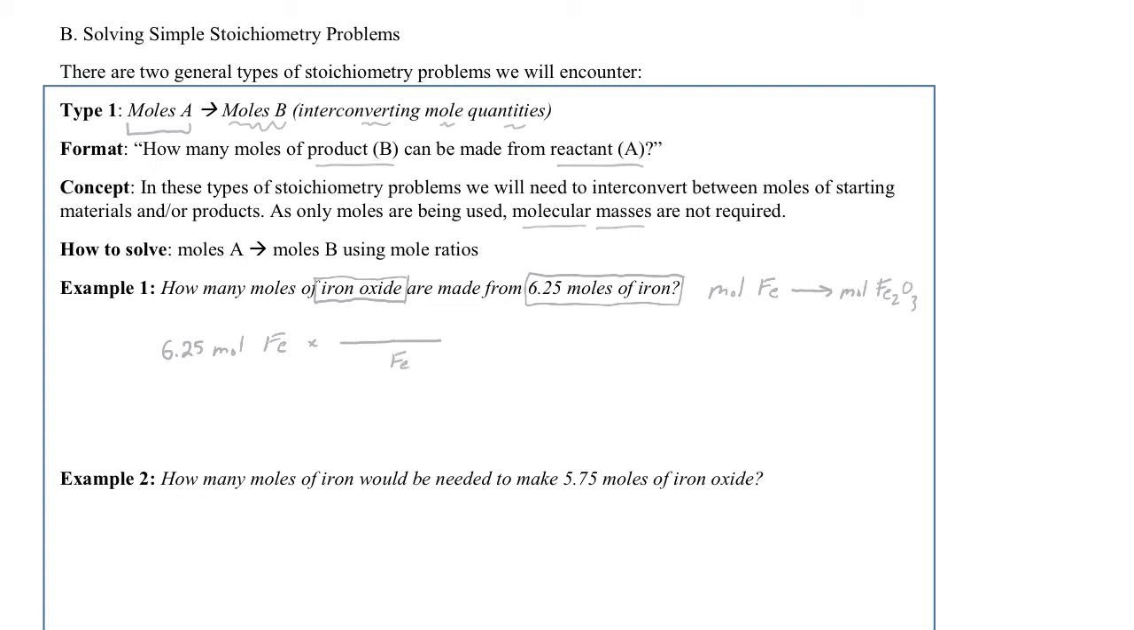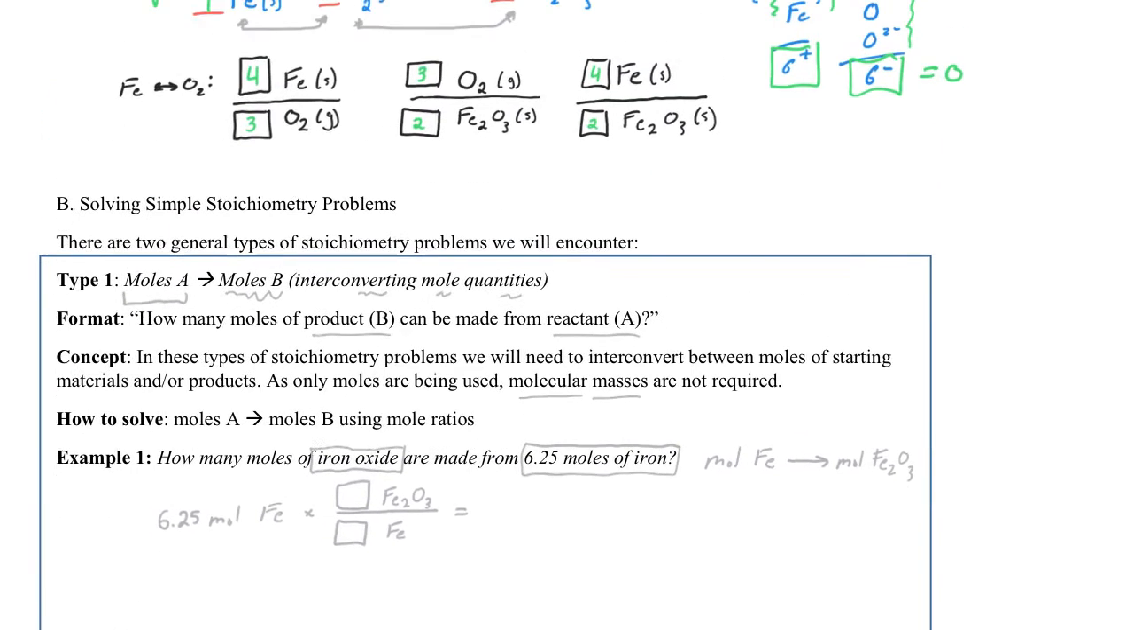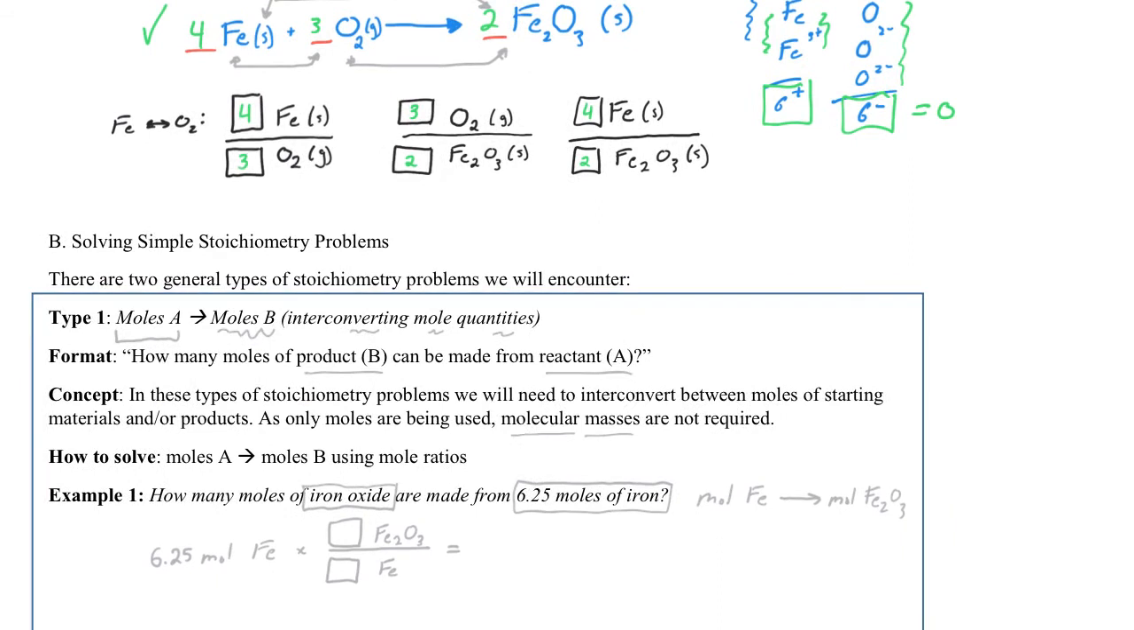The units on the bottom of this conversion factor should be iron. That's our original unit. We're converting into iron oxide, so that will be on the top. And then we just need to fill in these spaces with the correct values coming from the balanced chemical reaction. So if we go and look at the conversion factors that we derived for this, the coefficient in front of iron is 4, and the coefficient in front of iron oxide is 2.